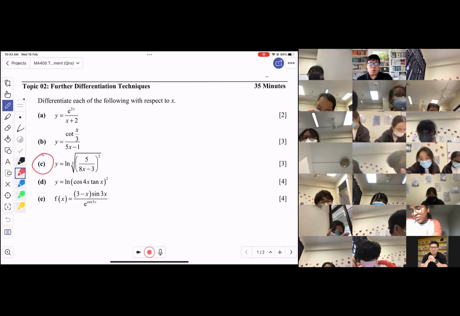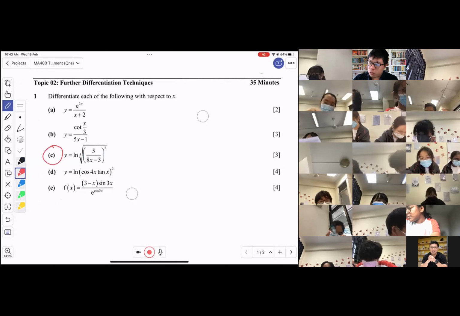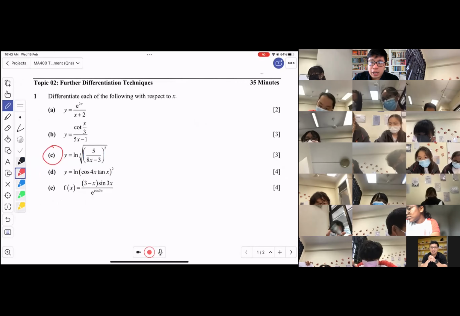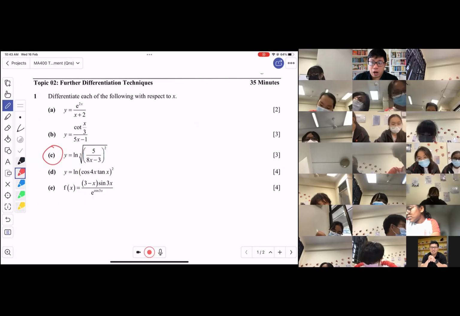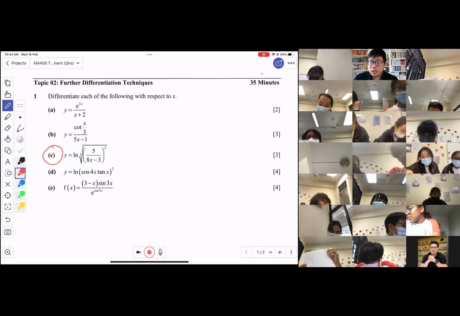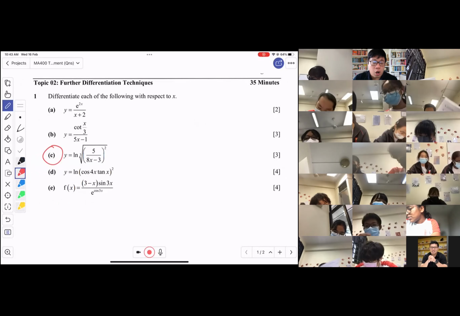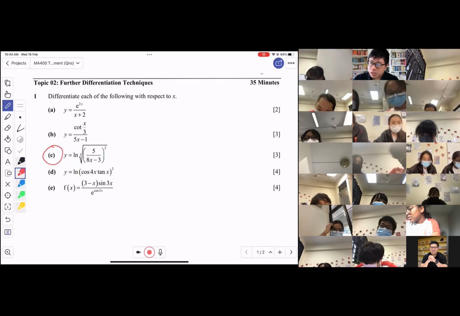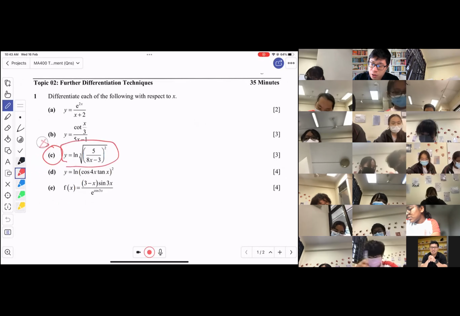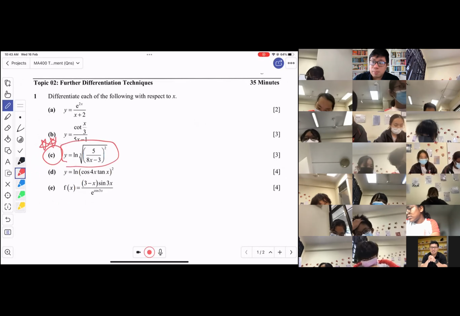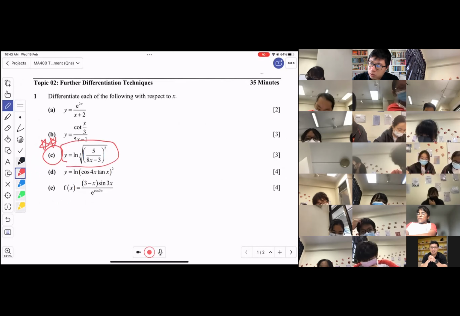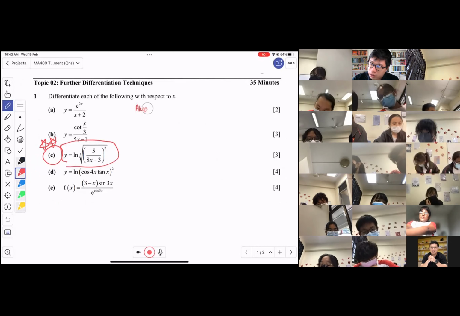So for question 2, topic 2, question 1C. Now remember that when we differentiate log, we always use laws of logarithm first. Very, very, very important. Please make sure you write down: always use laws of logarithm first.